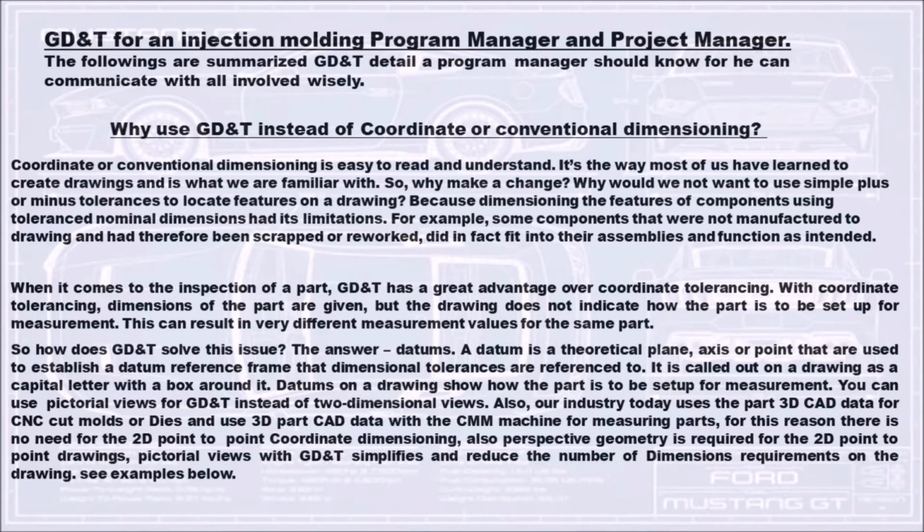You can use pictorial views for GD&T instead of two-dimensional views. Also, our industry today uses the part 3D CAD data for CNC cut molds or dies and uses 3D part CAD data with the CMM machine for measuring parts. For this reason there is no need for 2D point-to-point coordinate dimensioning. Also, perspective geometry is required for the 2D point-to-point drawings. Pictorial views with GD&T simplify and reduce the number of dimension requirements on the drawing.